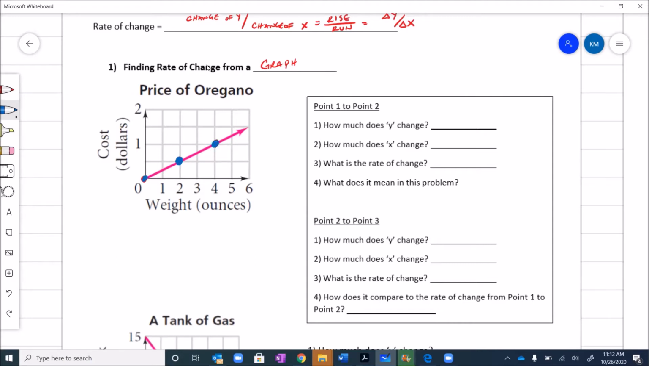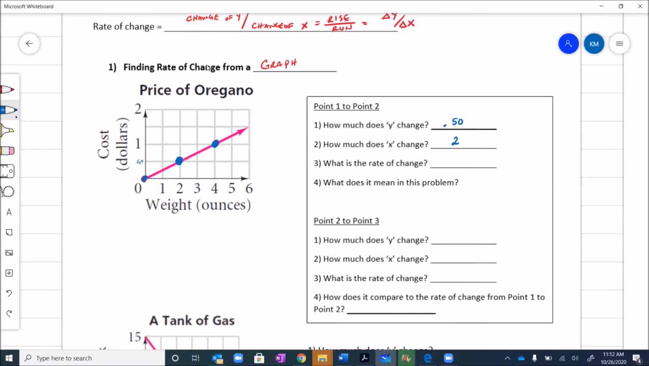Okay, and so from point 1 to point 2, how much is being changed? As we look, this whole thing is worth $1, so I'm going to say each of these lines is 50 cents. So how much does the line change from point 1 to point 2? Well, it changes 50 cents, or 0.5. How much does x change? Well, it goes from 0 to 2. Okay, so it changes 2.